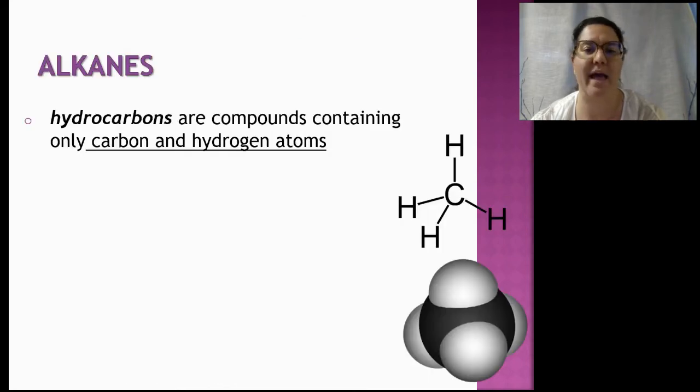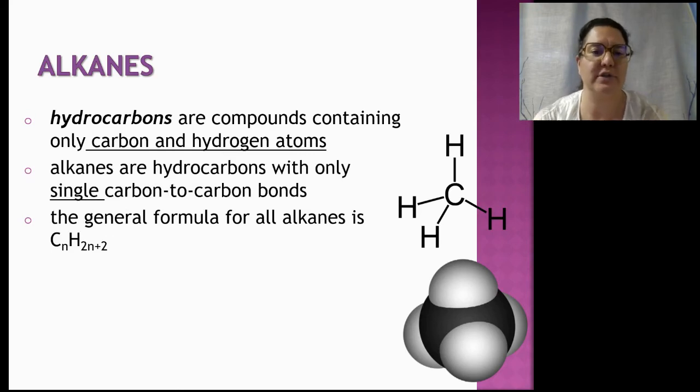First, we're going to look at alkanes, which are hydrocarbons, containing only carbon and hydrogen atoms. In an alkane, these are hydrocarbons with only single carbon-to-carbon bonds. The general formula for alkanes is CnH2n+2, because the n stands for however many carbons there are. Each carbon can bond to 2 hydrogens if it's bonding to other carbons, and then there's 1 extra hydrogen at the beginning and at the end of the chain. You have the general formula for alkanes in your data booklet.